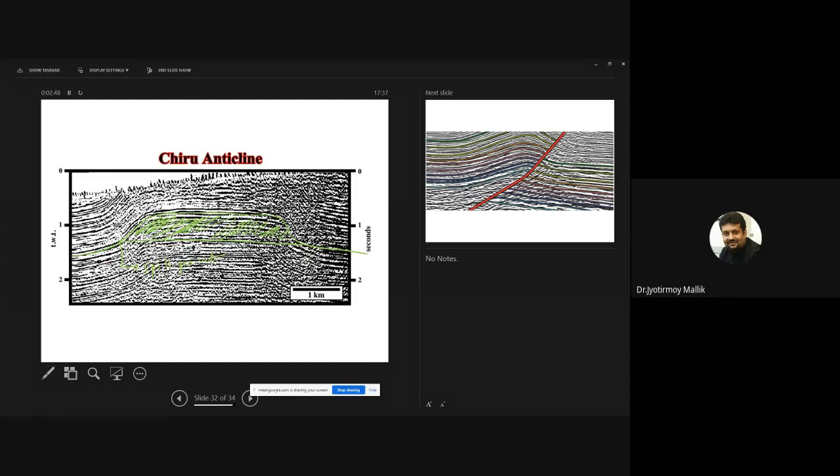If it is completely filled up to the spill point, we call it a fill to spill structure. If not, we call it an underfill structure.